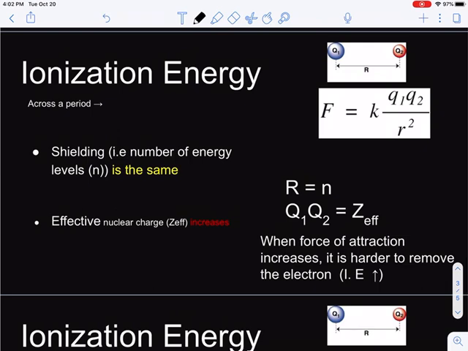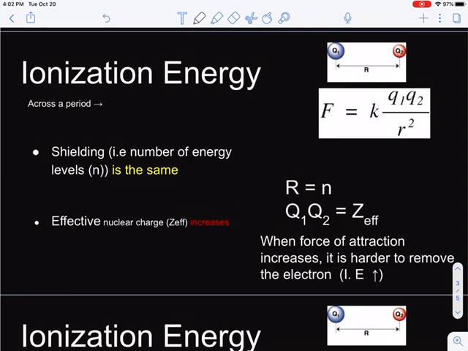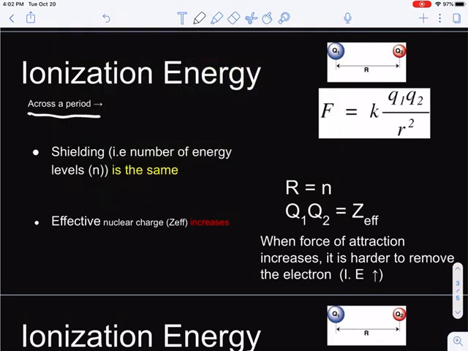How can we explain these trends in ionization energy? Well, we should be able to explain them based on the shielding and effective nuclear charge as they change across the periodic table. Remember that shielding doesn't change as we move from left to right across the period on the periodic table, whereas effective nuclear charge increases as we move from left to right. Right? So shielding stays the same as we move from left to right, but effective nuclear charge increases.